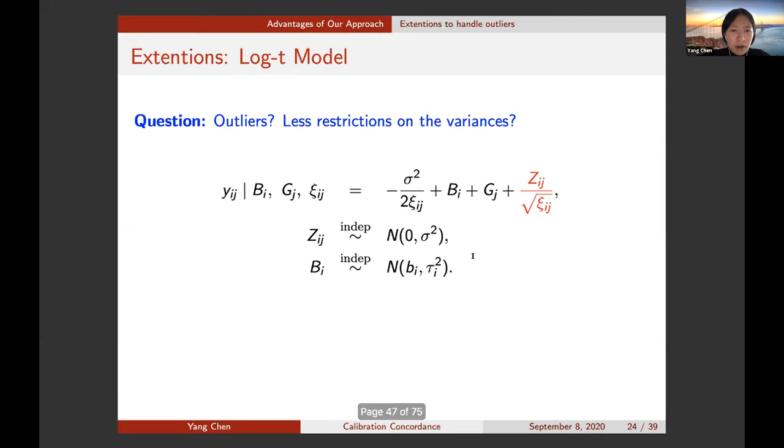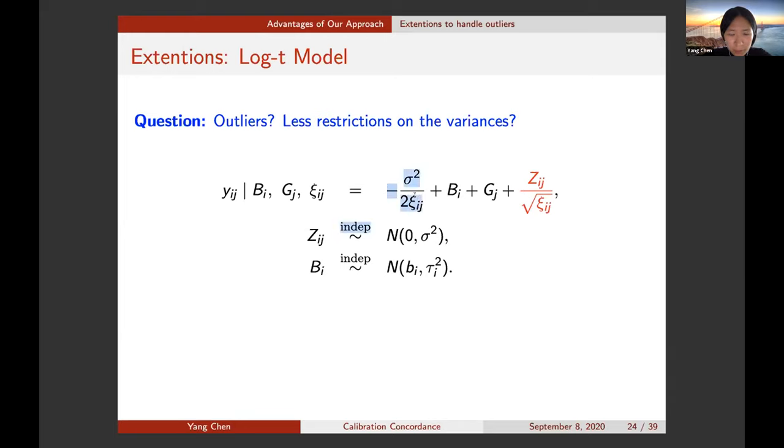Our extension is given as follows. We're extending this log Gaussian distribution to a log T distribution. The Student t distribution is a distribution extending from the Gaussian distribution. It has a similar bell-shaped curve, but it has much fatter tails. The way that we're extending from the Gaussian distribution to the log T distribution is by using the representation of the t distribution. A Student t distribution can be represented by a Gaussian distribution divided by the square root of a chi-squared distribution. So that's how we extended our model to the log T model.